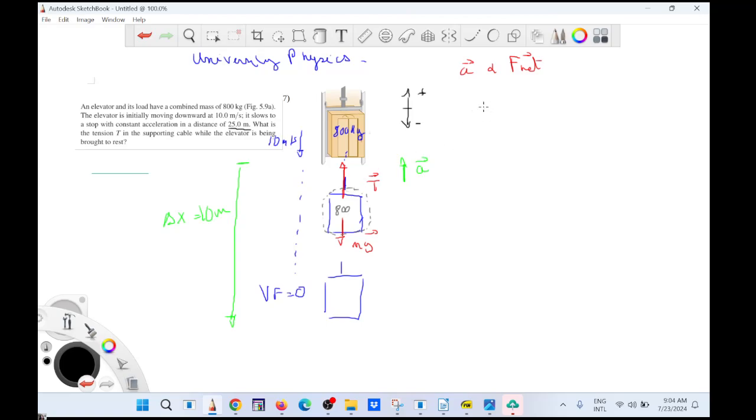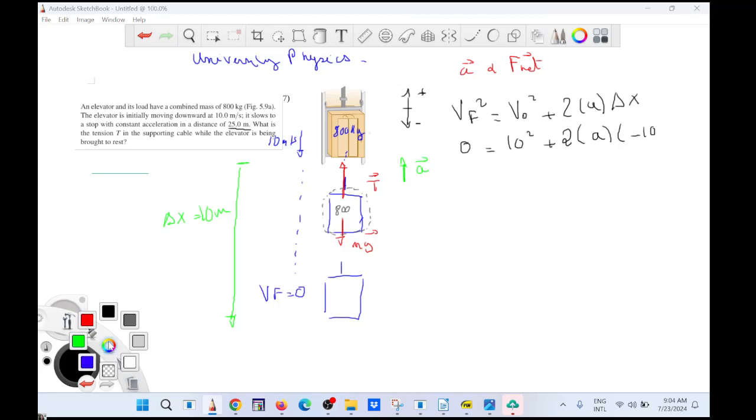So for the net force, we are doing kinematics. We want to find the acceleration. So you can use the equation V final squared equals V initial squared plus 2 times the acceleration times delta x. We have to be careful with the sign. So final is 0. That's going to be 10 squared plus 2 times acceleration times displacement. It's going to be minus 25.